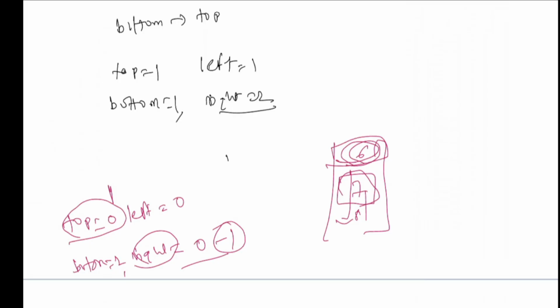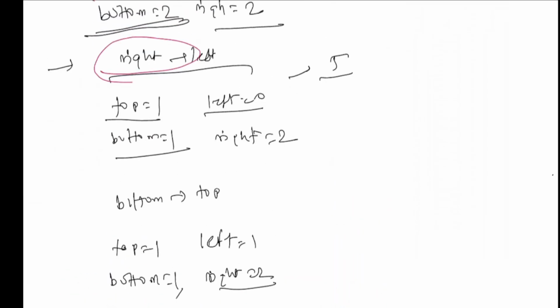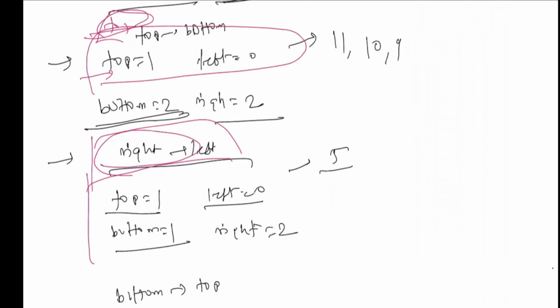My bottom is 2. So once this is done, I need to check back. But are we checking that? No, right? Because our right is going back. It means that we have to make sure that while checking this condition, while checking left to right and top to bottom, my left should be less than right, and my top should be less than bottom.